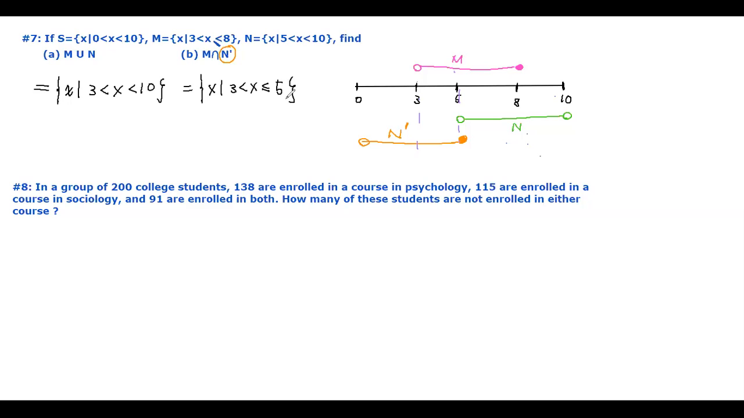Okay, so this one is a little bit different, but I think this one is interesting. So you need to be careful about the ones with equal signs or not equal signs, right? Okay, so now let's take a look at number 8. So number 8, we said I have a group of 200 college students.